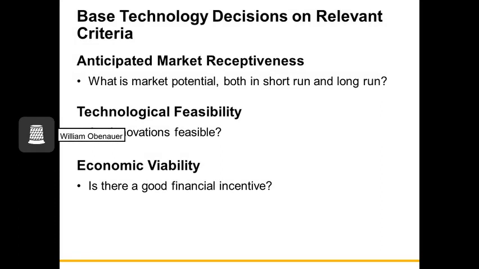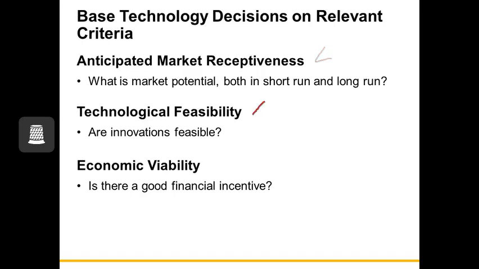Now, as we consider developing and exploiting technological innovations, there are three relevant criteria that we have to keep our eyes on as we move forward here. And we're going to talk about these criteria through the lens of a flying automobile. The first criteria is the anticipated market receptiveness. So essentially, do people want our product? Is there going to be market potential both in the short term and in the long term? So, with the flying automobile, do people want to drive flying cars? That's one of the questions that we would be looking at.